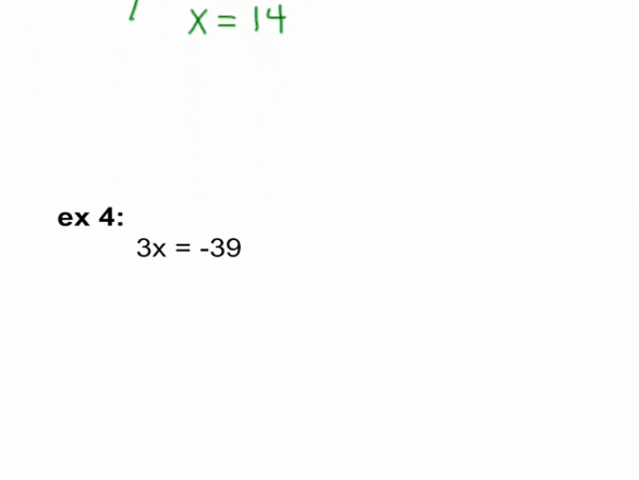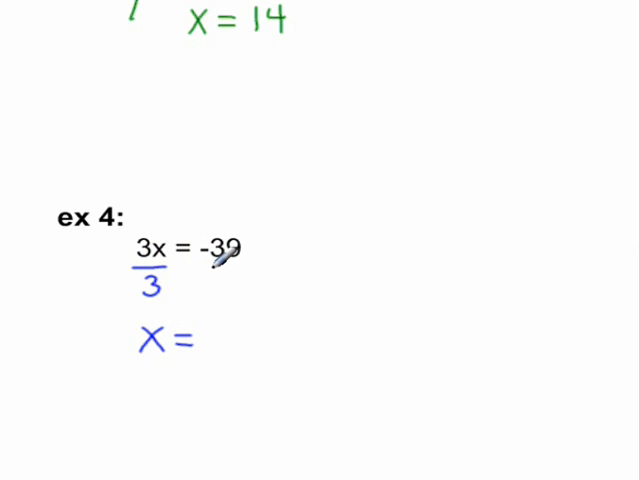For example 4, this time instead of adding or subtracting, we see a product. 3x equals negative 39. If you'll remember from the beginning of our notes, the opposite of multiply is divide. So I'm going to divide the left side by 3. What this is going to do is simplify down to 3 divided by 3. That's 1x. So now I have x all alone here because there's an invisible 1 coefficient right in front of it.